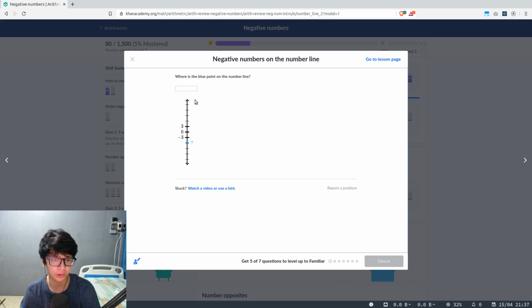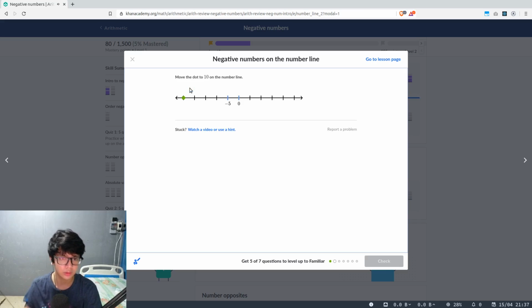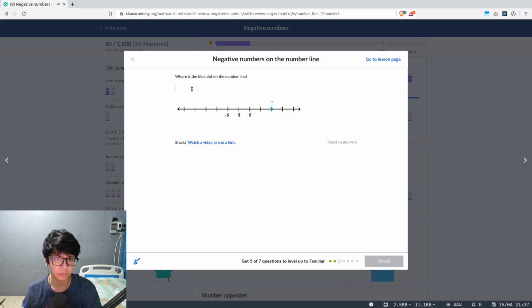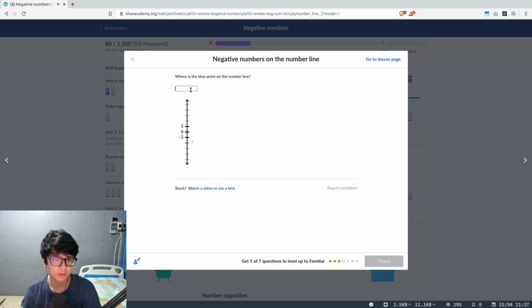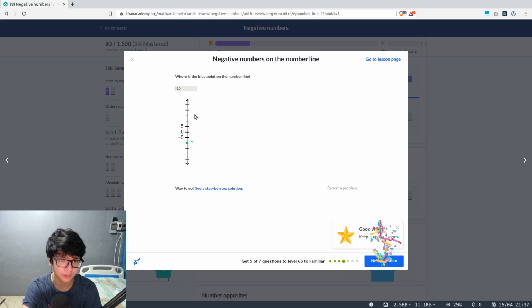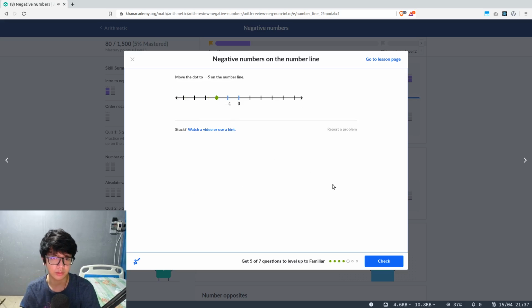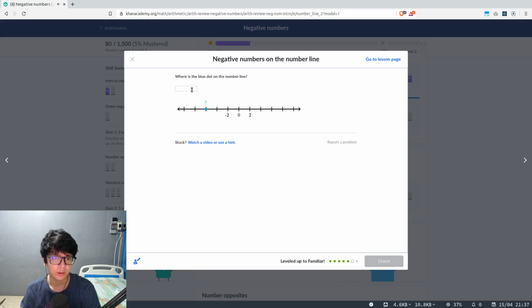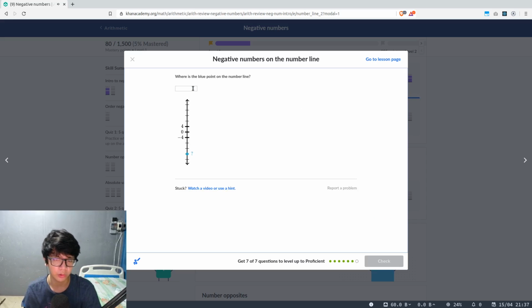Where is the blue point on the number line? It's negative. Wait, it's negative 6. Move the dot to 10 on the number line. That's 10. Where is the blue dot on the number line? The 12, 18. Where is the blue point on the number line? It's gonna be negative 10. Negative 8 on the number line. Where's the blue dot on the number line? It's negative 6. Where's the blue point on the number line? Oh shit, negative 8, 12, 16, negative 16, bro.